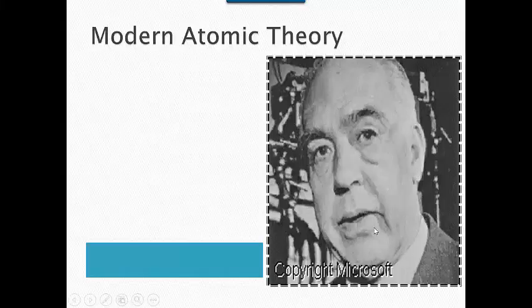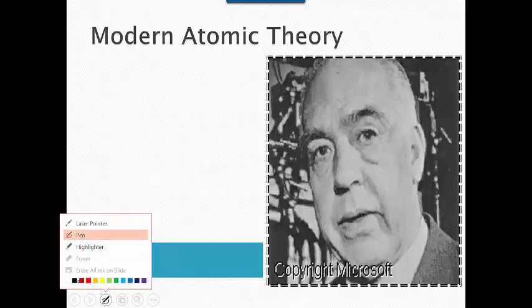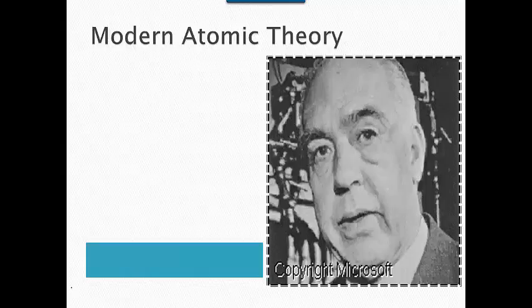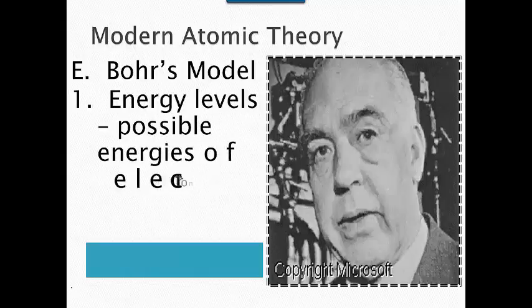All right, we finished the last video talking about a few scientists and what they contributed to the atomic theory, and we're going to continue looking at some scientists in this video as well. The next one that we're going to look at, his name was Niels Bohr, and in Bohr's model he added energy levels, and energy levels are just possible energies where an electron might be able to be found.